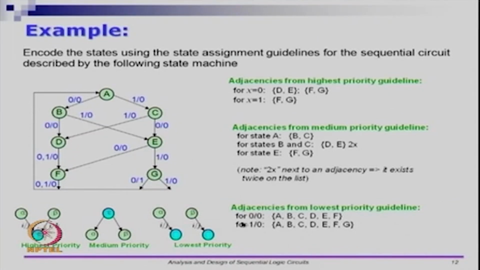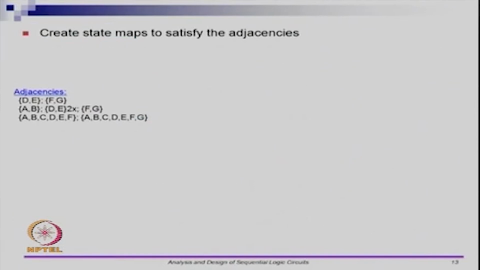With respect to 1 0, it looks like all the states have a 1 0 transition going out, so all of them have to be neighbors of each other. So you may not be able to satisfy this. Let us see how to do an assignment based on this. Again, the adjacencies are listed here.